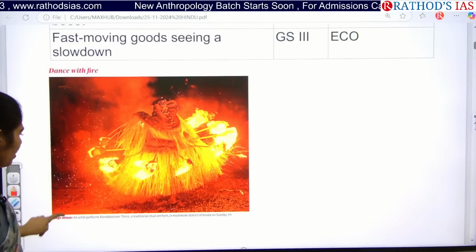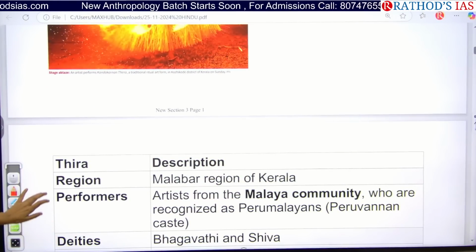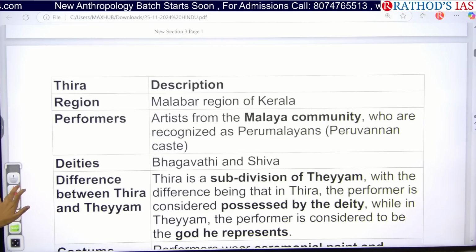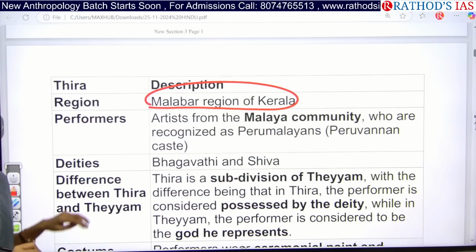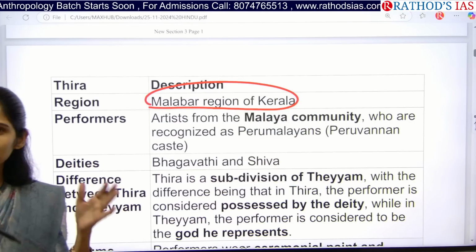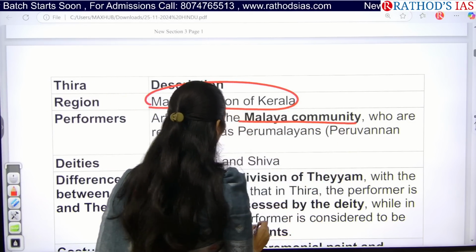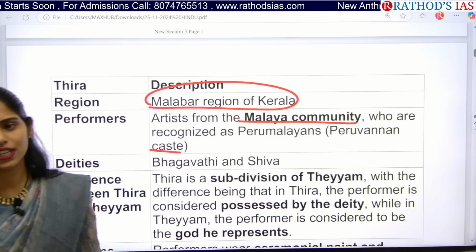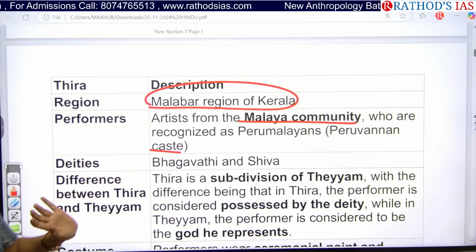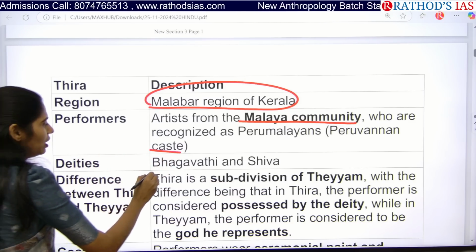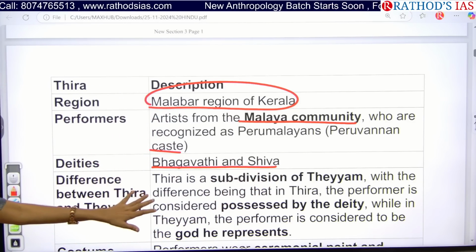Now let us talk about this dance form. This is an example of a fire dance. In which region is Tira performed? In the Malabar region of Kerala. This dance form is performed by people of a particular community. They are called the Malaya community, and they belong to the Peruvannan caste. Only Peruvannan caste people perform this Tira dance. The deities are Bhagwati and Shiva. Tira is a subdivision of Theyyam.